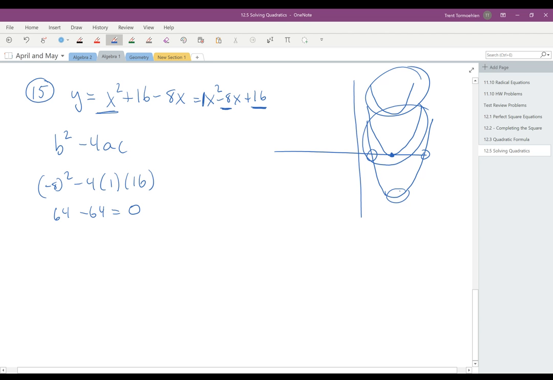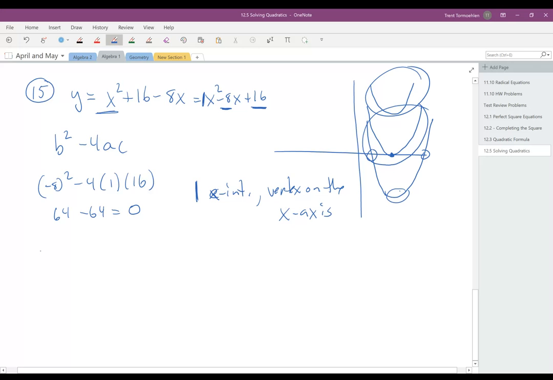And whenever your discriminant is 0, that means you have one x-intercept. And it means the vertex is on the x-axis. And so it's not below or above, it's actually on the x-axis for the vertex.